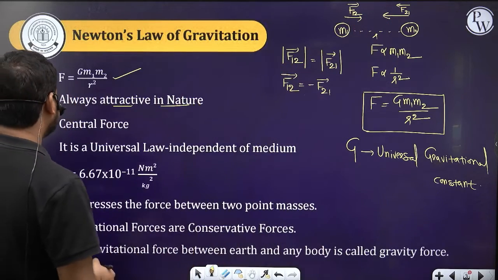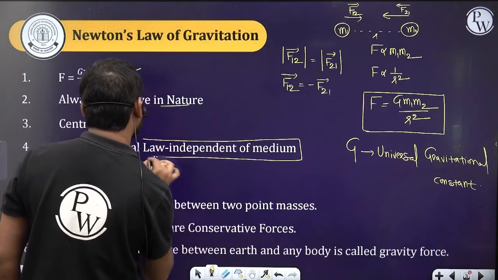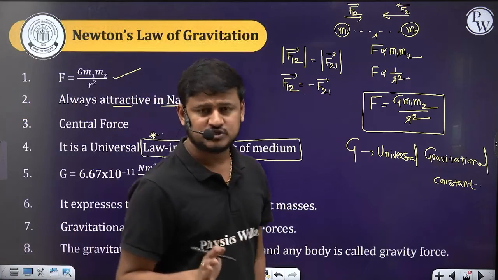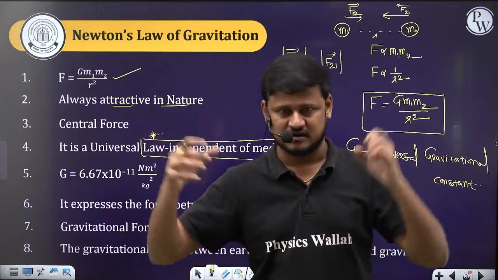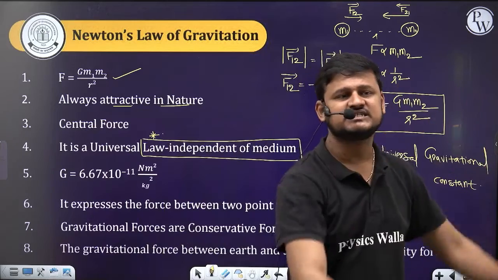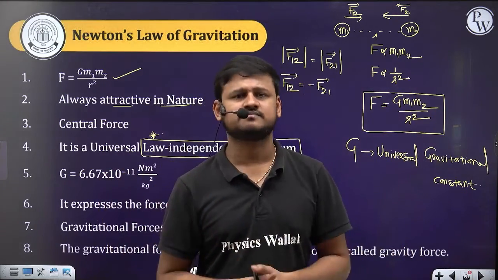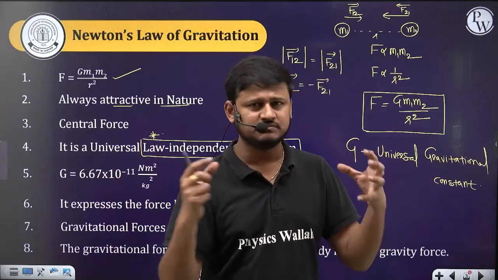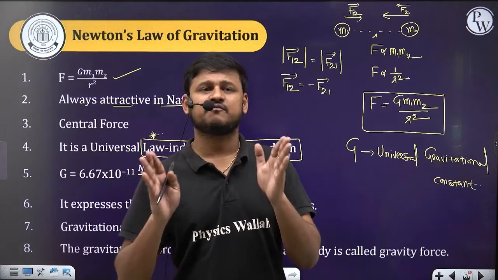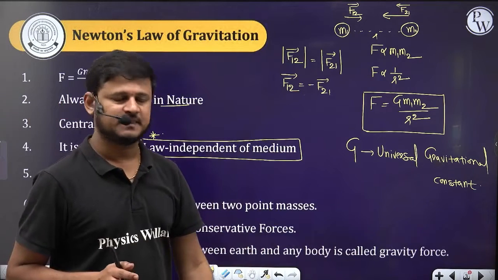This universal law is independent of the medium, very important. So what does that mean? Let's suppose you placed two bodies in the air at some distance. Now you place these objects in some other medium whose specific gravity may be different. Still the force will be the same. Still the force will be the same in the two cases, the gravitational force.